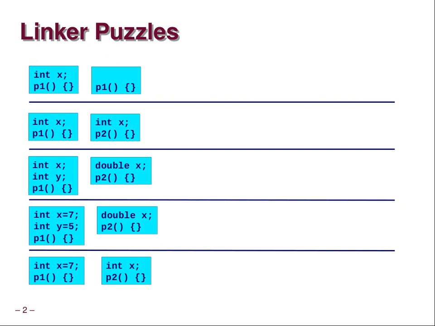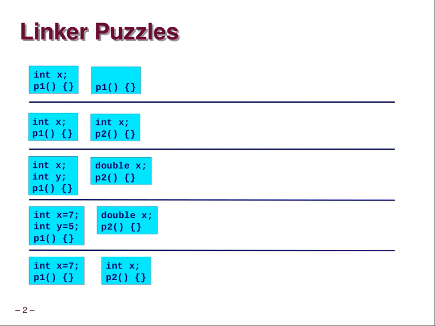That's beautiful. All right, so on the left you have one file, and on the right column you have another file. If you were looking at just the first example, in one file you have int x, and then you have p1, and then over here you have not int x, and you have p1 as well. When you try and link the two together, what do you think is going to happen?